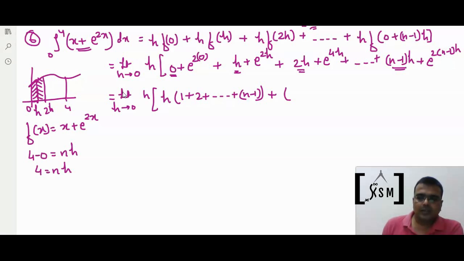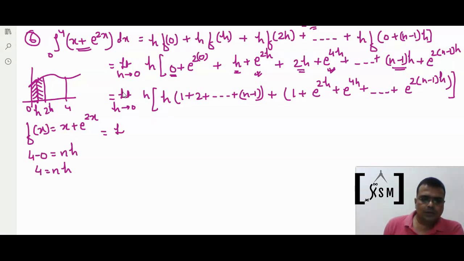So now I am writing the e terms. So 1 plus e to the power 2h, and this is e to the power 4h. If you observe, the last term would be e to the power 2 times n minus 1 times h. No issue. Limit h tends to 0, h taken common, this is the sum of the first n minus 1 natural numbers. So I'm using the formula n minus 1 times n over 2.